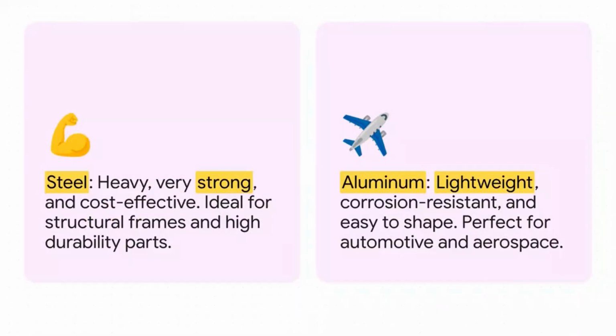Now, the two heavyweights in the fabrication world are definitely steel and aluminum, and picking between them is a classic trade-off. Do you need something that is incredibly strong, super durable, and won't break the bank? Then you're going to go with steel. But if you need something lightweight, something that won't rust, and something that's easy to form into really complex shapes, think airplane parts or car bodies, then aluminum is your champion, hands down.